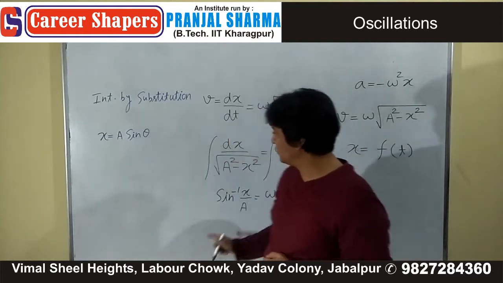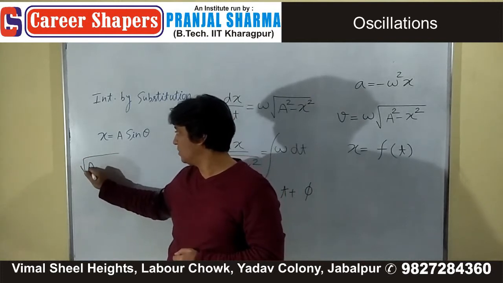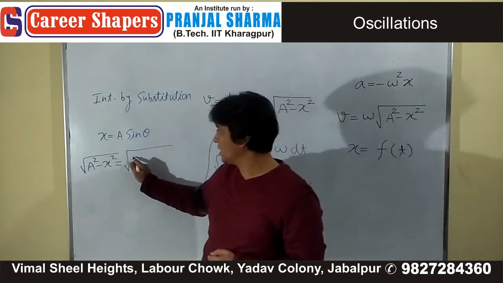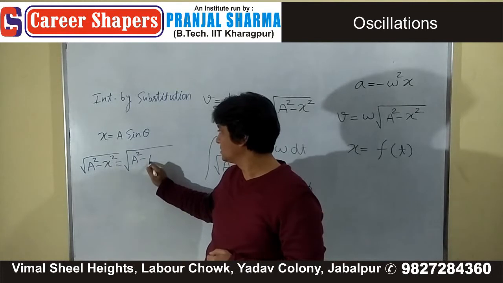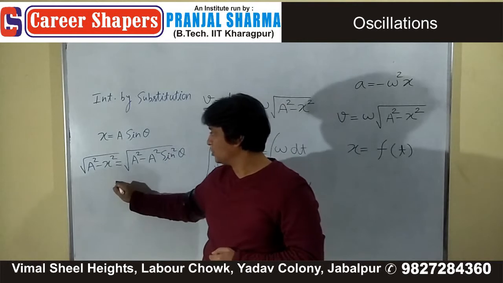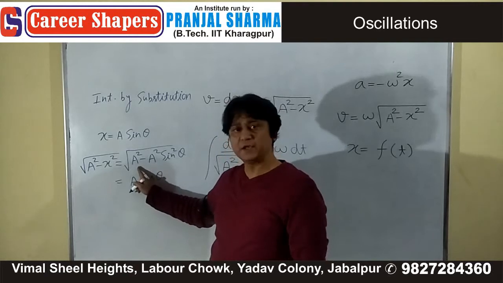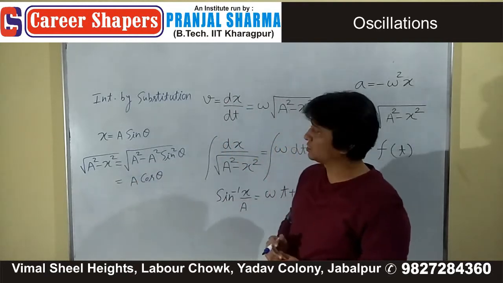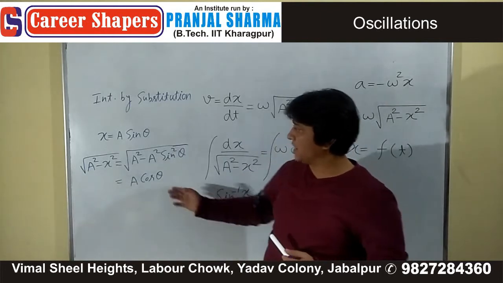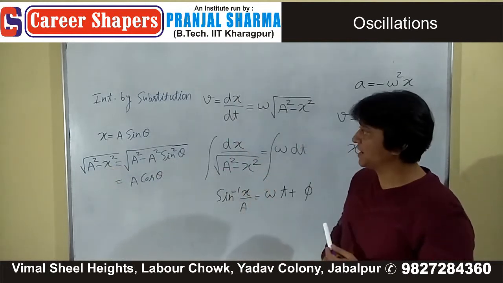x equals to a sine theta. Look at the denominator, root over a square minus x square. It is a square minus a square sine square theta. You know what this is? This is simply a cos theta. Take a square common, 1 minus sine square theta is cos square theta. Under the root, it becomes simply a cos theta. Now this a cos theta is the denominator part, which is root over a square minus x square.